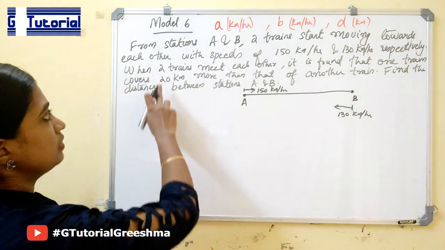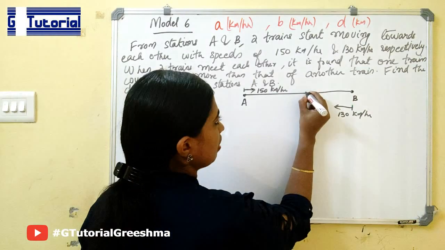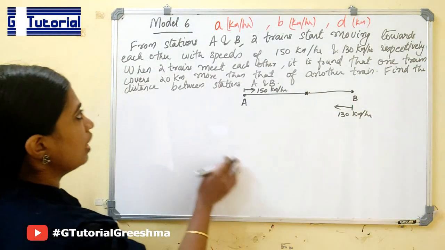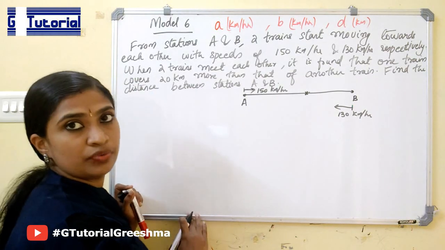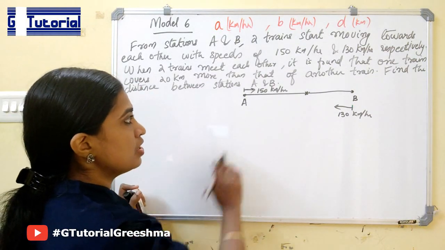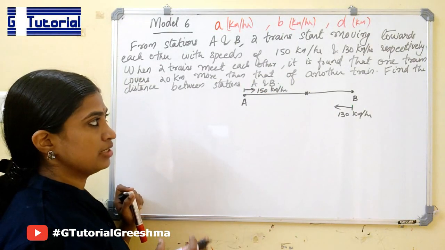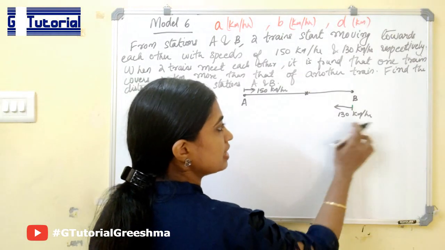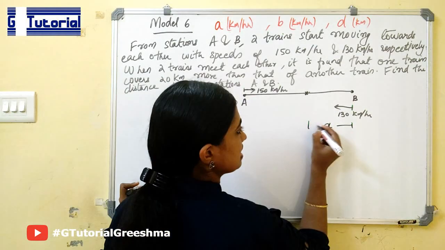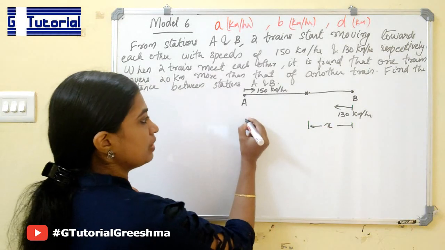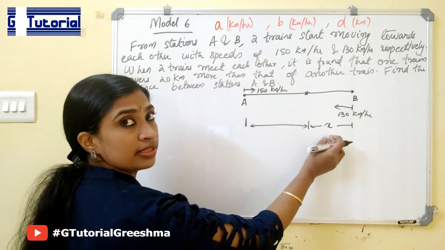After some time, they meet, and at the time of meeting it is found that one train covers 20 km more than the other. That is, the one with higher speed covers 20 km more than the other train. Let us assume that the second train covers x distance. Then the distance covered by the fastest train will be 20 kilometers more than this.